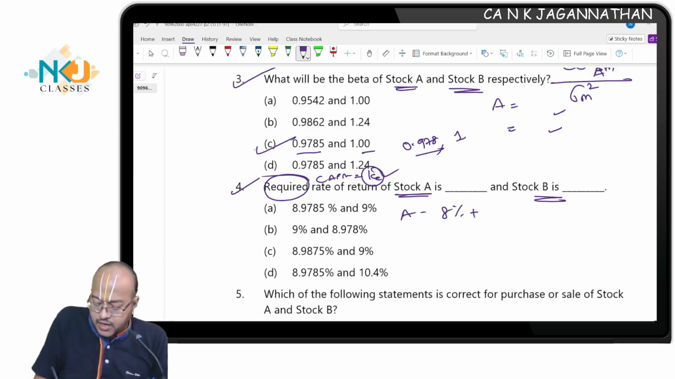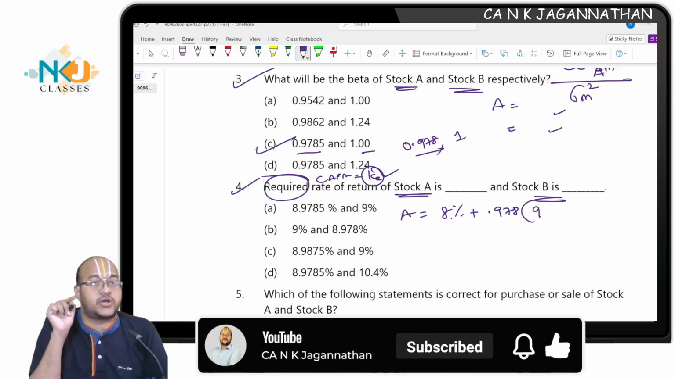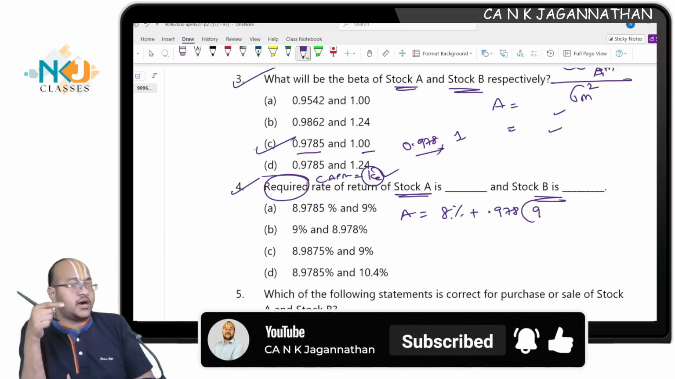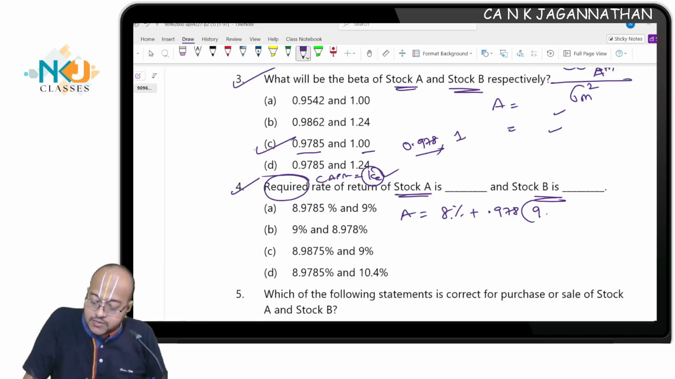For stock A, what will be the required rate? RF plus beta, which is 0.978, into RM, which is 9%. We know when you take RM, you should take the mean average RM. What is that? RM bar is 9%. We calculated it in the first step. Agreed. So 9 minus 8, which is 1. So 1 into 0.978 is 0.978, giving 8.9785. This is stock A's required rate of return.